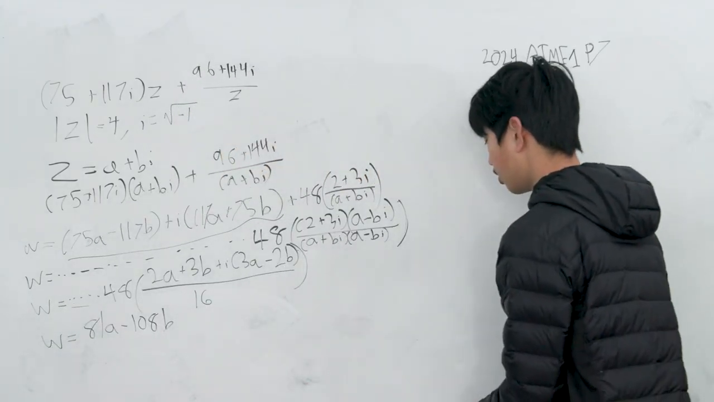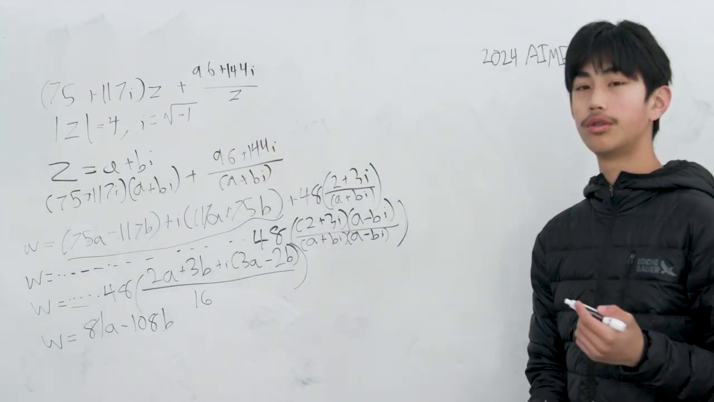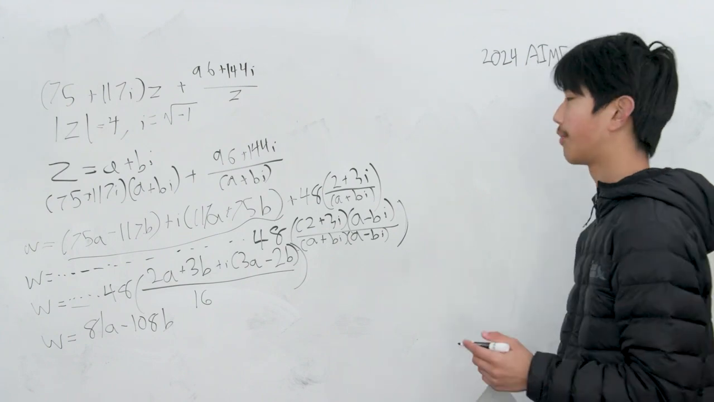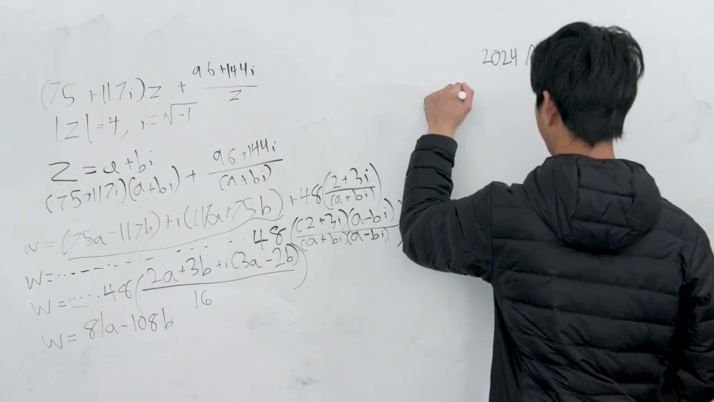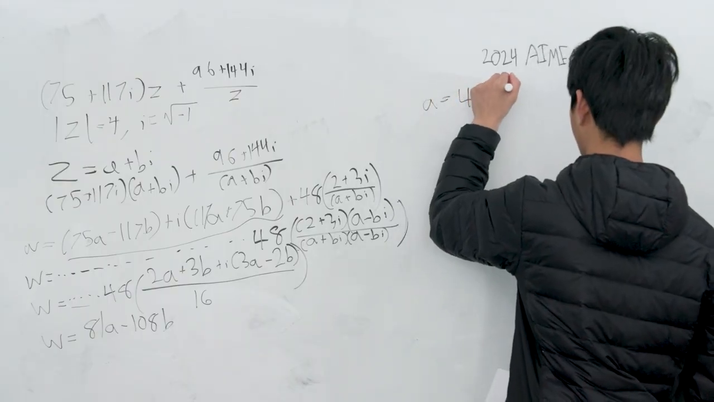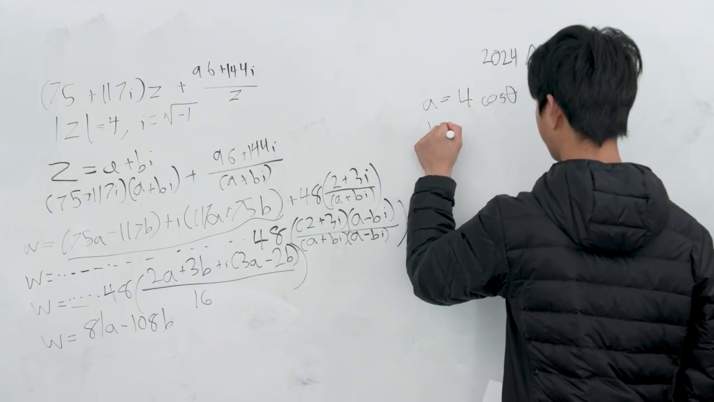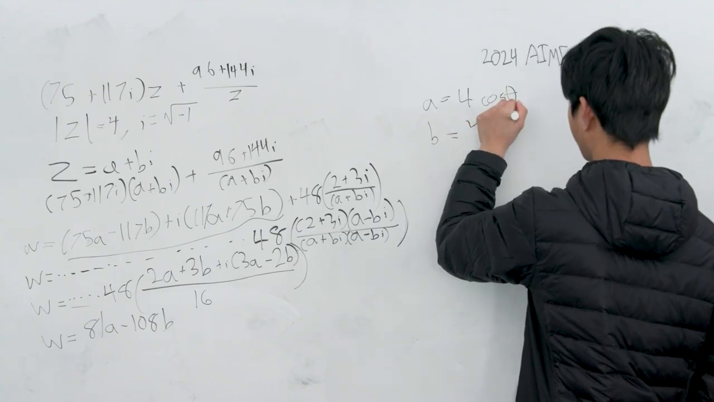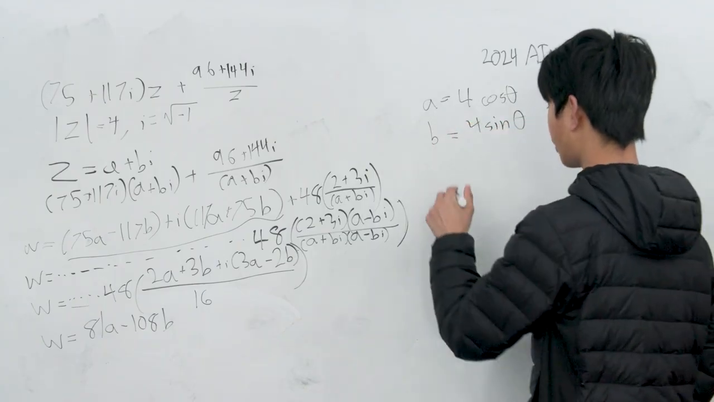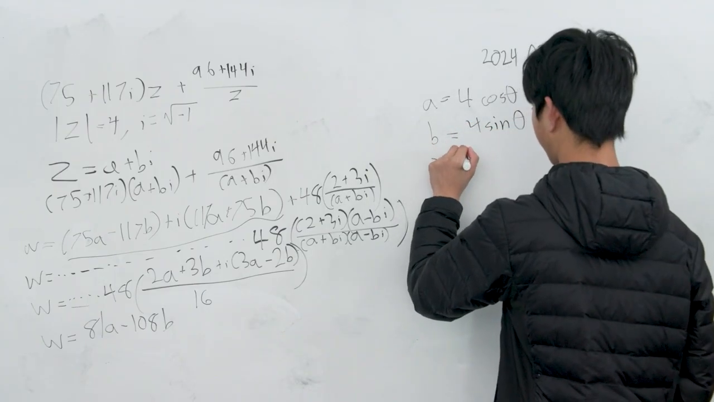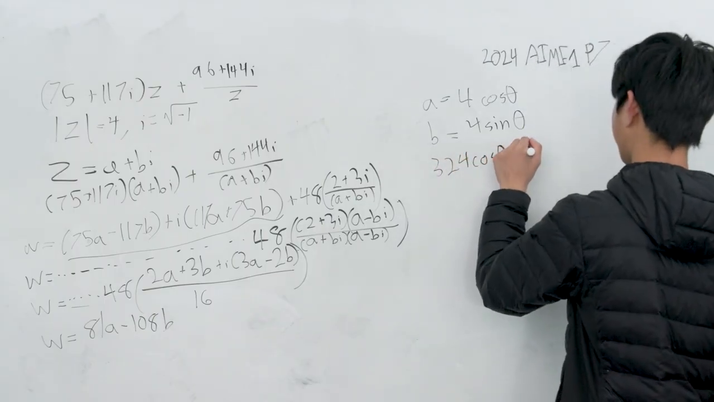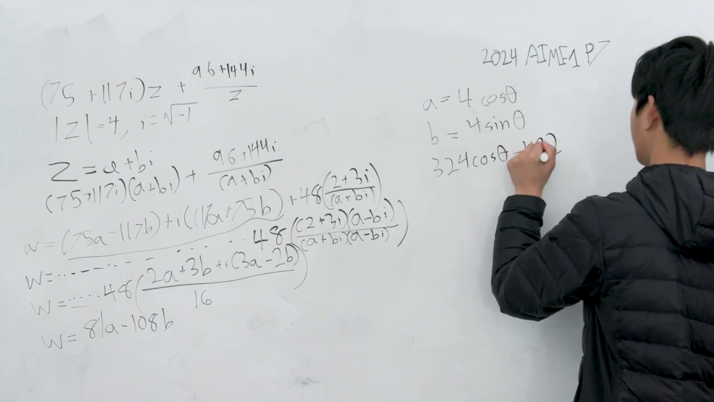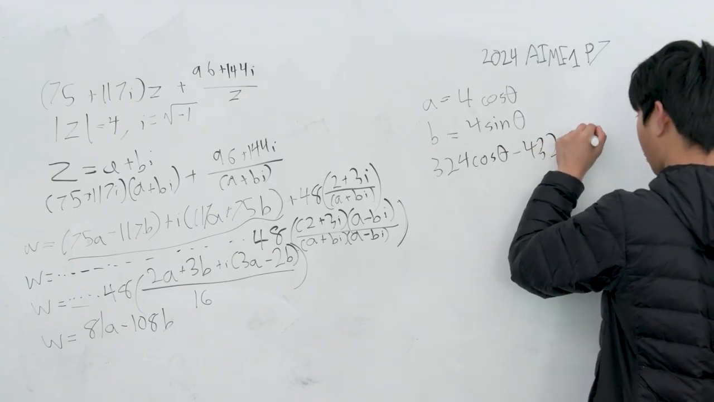Now here, what we can do is use sine and cosine for this. So we let a be equal to 4 cosine of theta and b equal to 4 sine of theta. Then the equation becomes 324 cosine theta minus 432 sine theta.